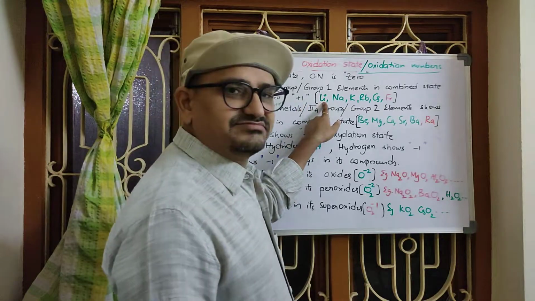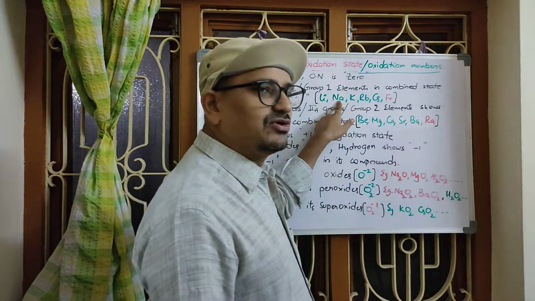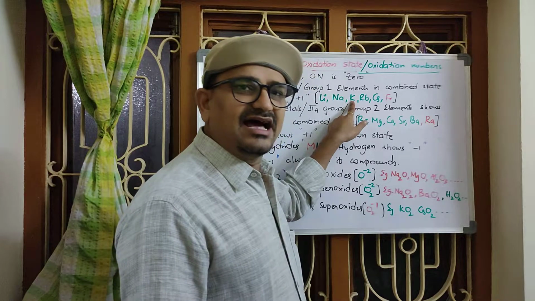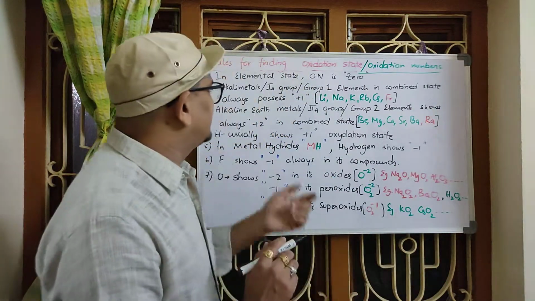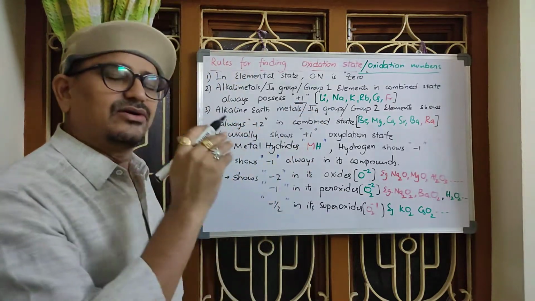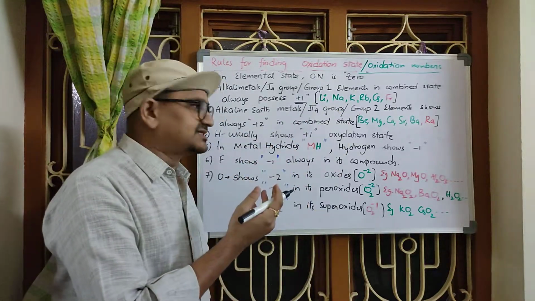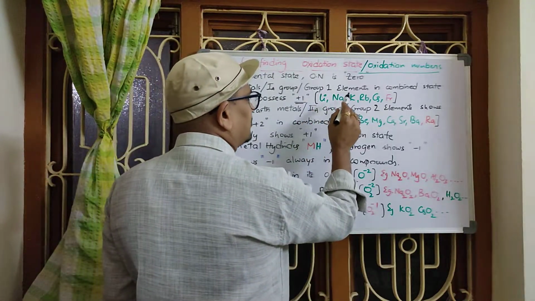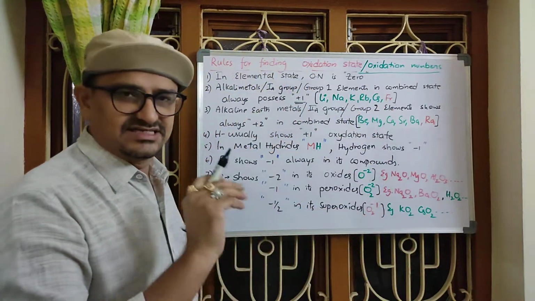Suppose lithium chloride, lithium plus 1, Cl minus 1. Sodium bromide, Na plus 1, Br minus 1. Potassium iodide, K plus and I minus. In all their compounds, these elements possess plus 1 oxidation state only. Here I specified that alkali metals, 1A group or group 1 elements, in their combined state always possess plus 1 oxidation state. Francium is a radioactive element, its chemical properties are less pronounced.